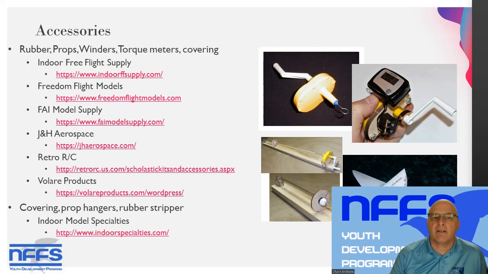Volare Products doesn't have a kit for Science Olympiad, but they do have a lot of the accessories like propellers and winders. Indoor Model Specialties, Ray Harlan has covering, prop hangers, and most importantly, a rubber stripper. If you want to strip your own rubber sizes, it runs about $200. His website is up, but his ordering capability may not be up and running. You'll need to contact him by email if you're interested, especially in the rubber stripper.